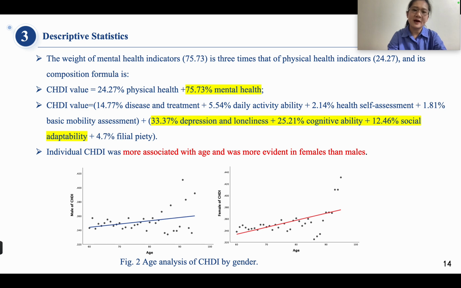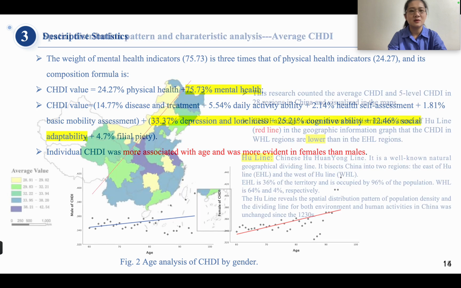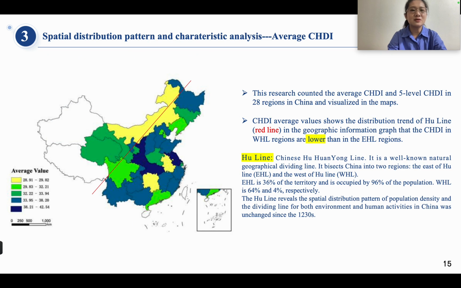The weight of mental health indicators is 3 times that of physical health indicators, and its composition formula is as below. Individual CHDI was more associated with age and was more evident in females than males in figure 2. Spatial distribution pattern and characteristics analyzed. Left figure is average value of CHDI. This research counted the average CHDI and 5-level CHDI in 28 regions in China and visualized them in the maps.